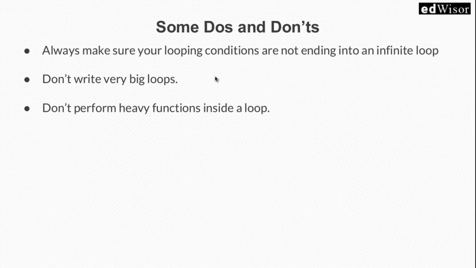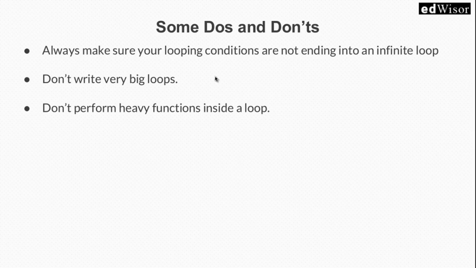Another suggestion is don't perform heavy functions inside a loop. Right now we have barely performed any function. We have either just decremented something, or we have put an if else condition or something like that. What this line is trying to say is you should not put any heavy kind of function, or functionality which takes up a lot of time to execute. For example, don't put a loop inside a loop, especially when it's a very big data, because that is not going to end well for you.